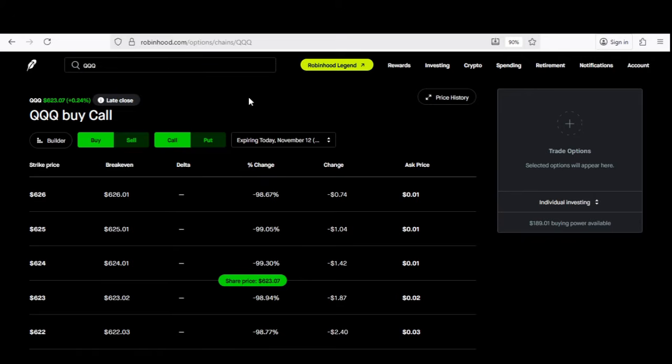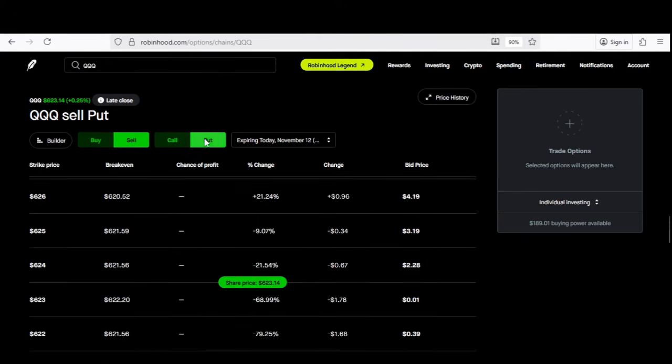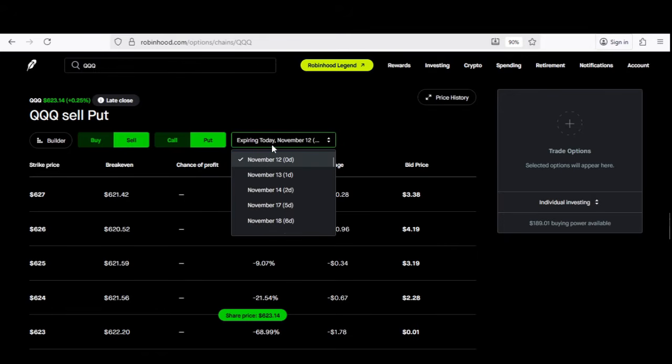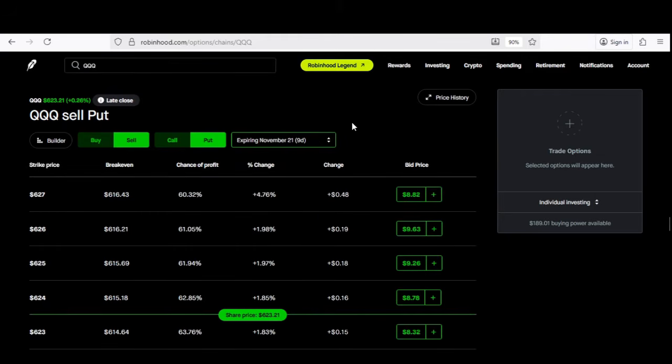So here goes. We're going to sell. We're going to go with a put. We're going to be choosing our strike date. Just for the purposes of today's video, I'm going to be using the strike date of November 21st, which gives me around 9 days to expiration. The reason I'm using 9 days is because in the last two videos, I showed you how to do this on a weekly basis. So now I'm just going to increase my strike date a bit to give myself more time. So now I have sell, I have put, and I have my strike date.